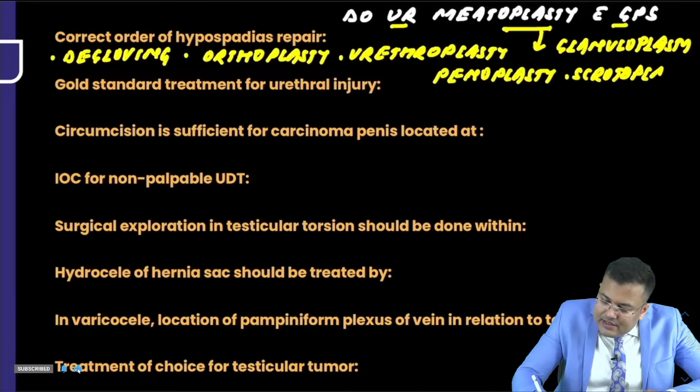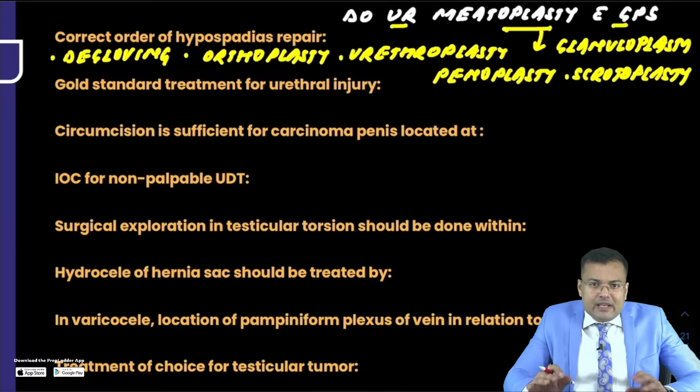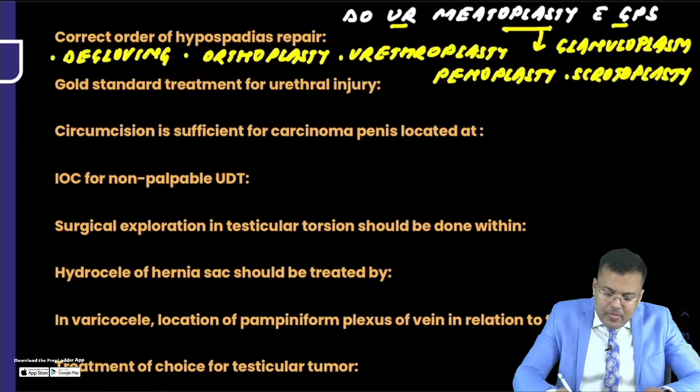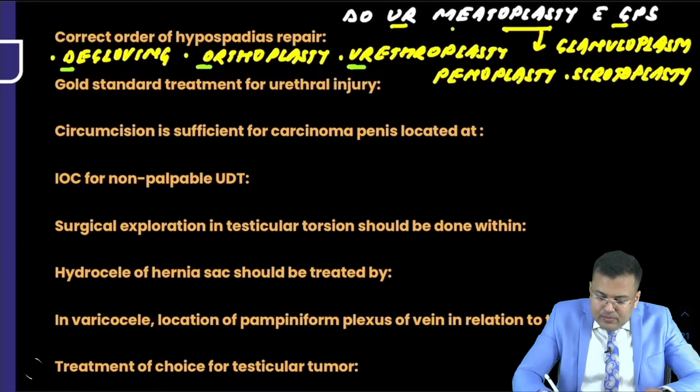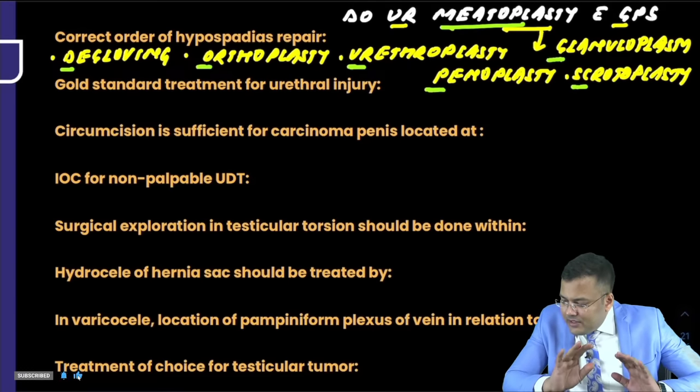Clear? Guys, this question was asked first in JIPMER. Later, it was repeated in AIIMS and INI-CET. So, how to remember? Do your metoplasty with GPS. Degloving, orthoplasty, urethroplasty, metoplasty, glenuloplasty, penoplasty, scrotoplasty. So this is the sequence of repair. You have to remember. This is very, very important. Dr. Siddharth, you are correct.